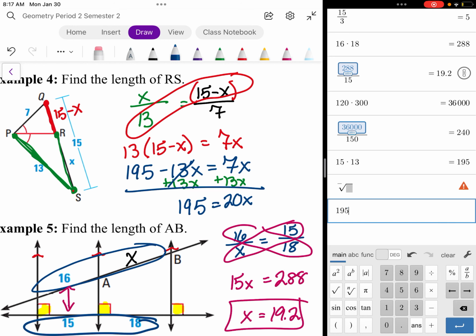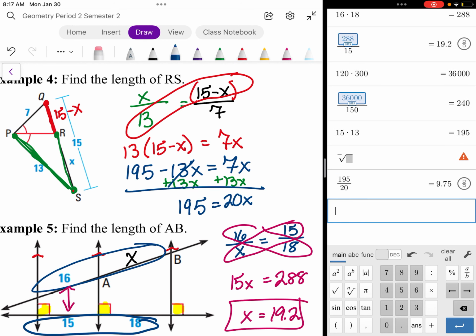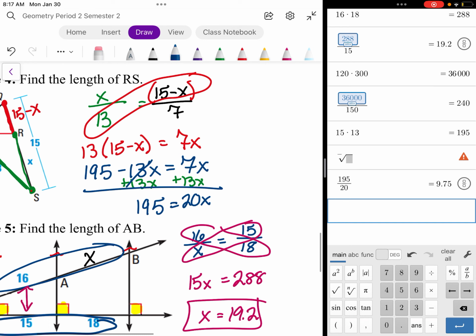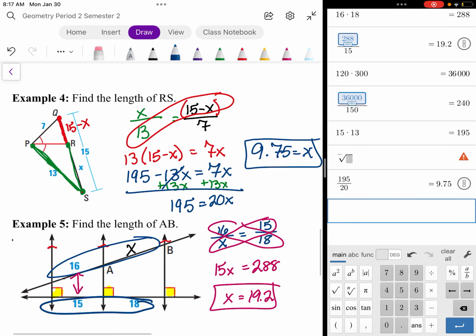So 195 divided by 20. And again, it's okay to get a decimal answer, which is 9.75. And they just want us to find the length of RS, which is the length of x. So we are done with our problem once we get that answer.